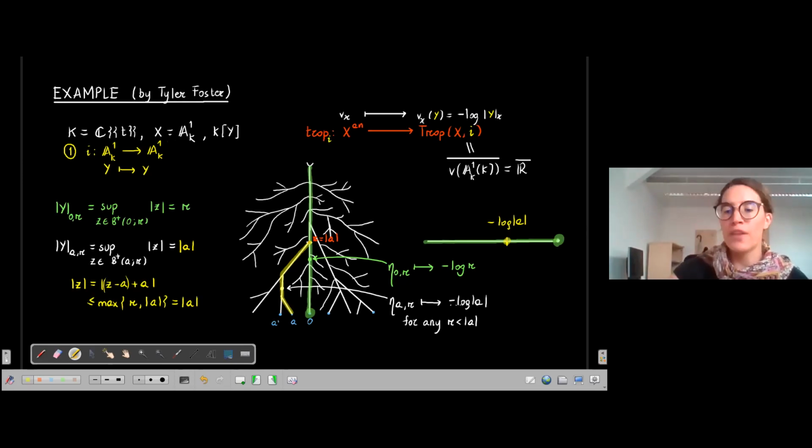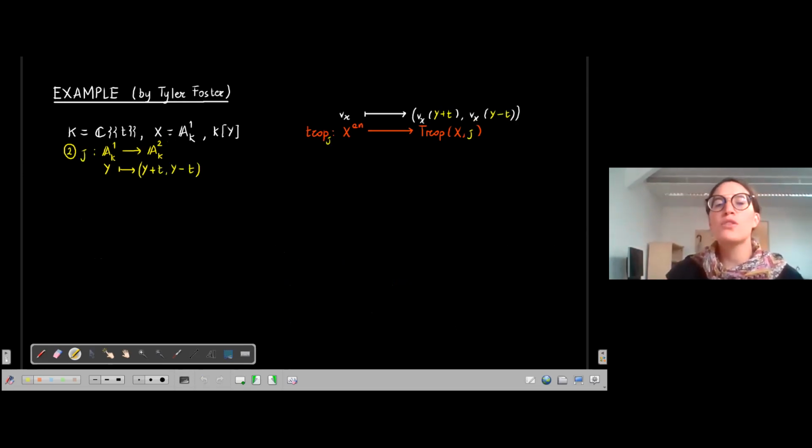Let's try to consider another embedding and see how this picture will change. So now let's consider the embedding in A2. So now we can fix the coordinates to be Y plus T and Y minus T. The tropicalization map will then be V of X evaluated at these two coordinates given by the embedding, Y plus T and Y minus T. And so what's the picture that we get for the tropicalization?